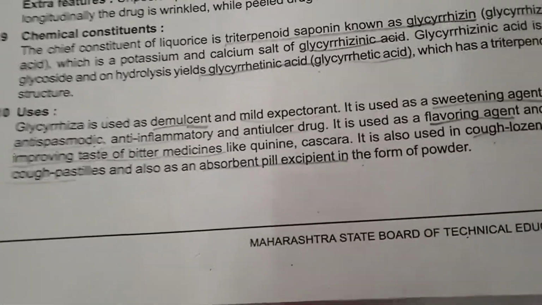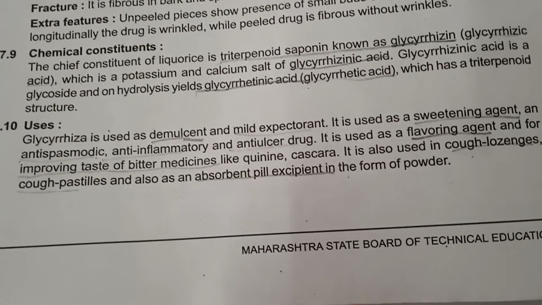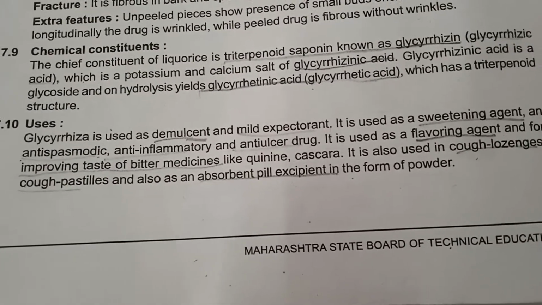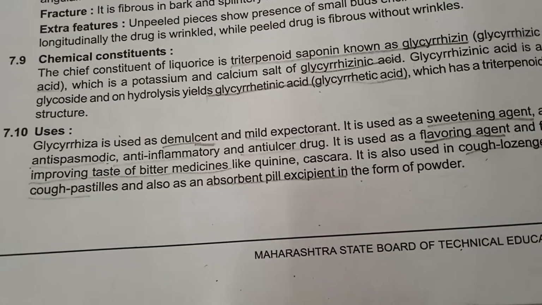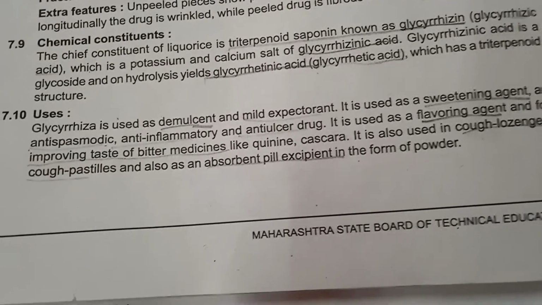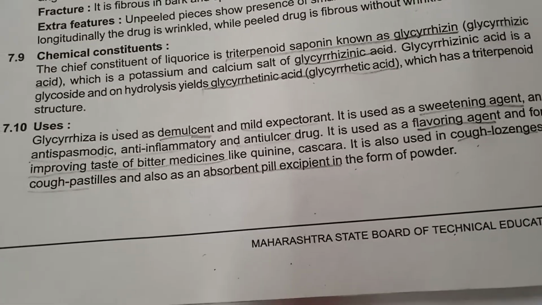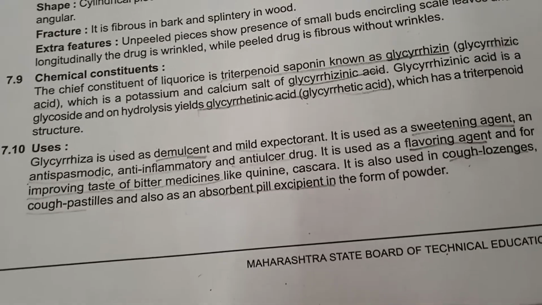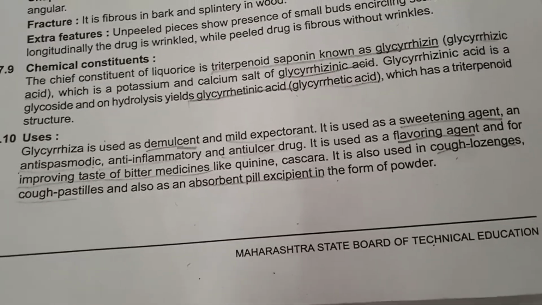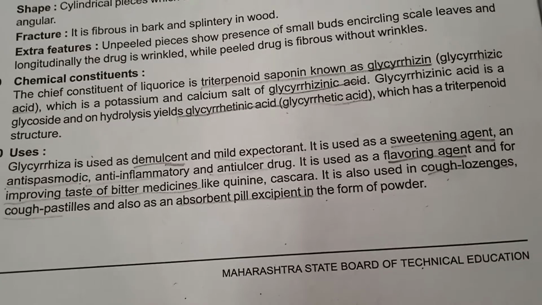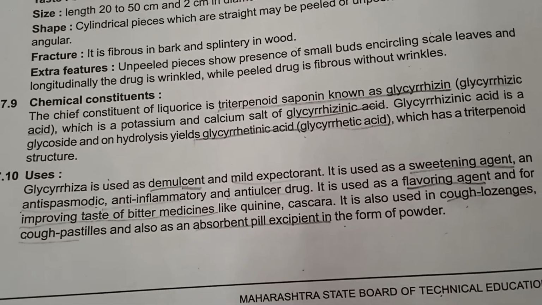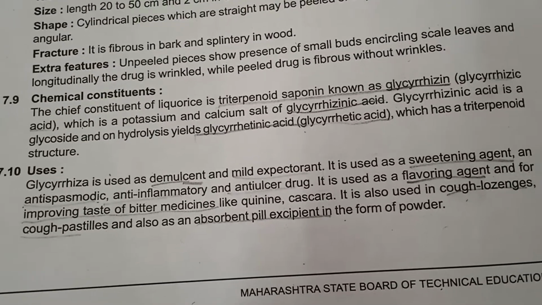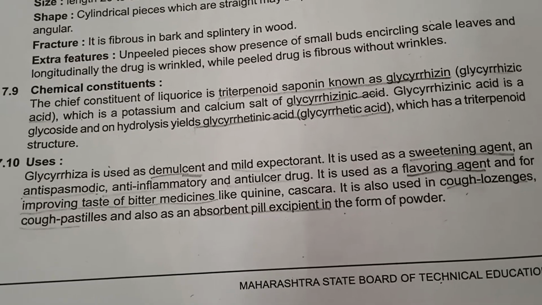Now what are the uses of this drug? Glycyrrhiza is used as a demulcent and mild expectorant, sweetening agent, and antispasmodic, anti-inflammatory, anti-ulcer drug. It is also used as a flavoring agent and for improving the taste of bitter medicines like quinine and cascara. It is also used in cough lozenges, cough pastilles, and also as an absorbent and excipient in the form of powder.